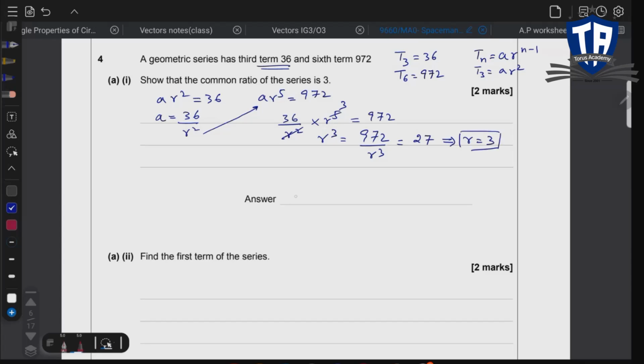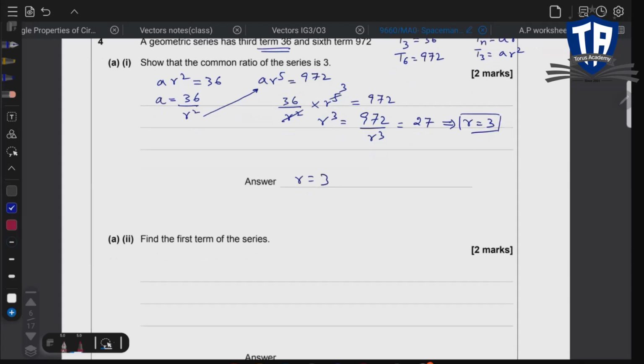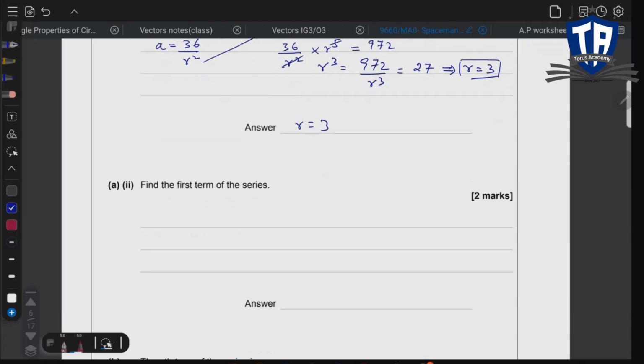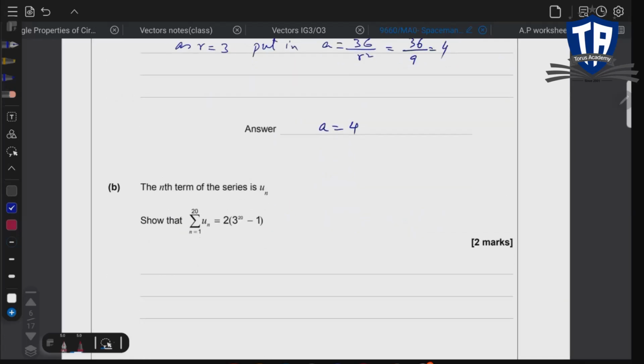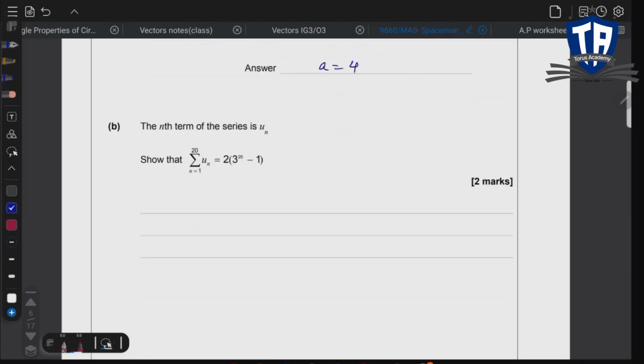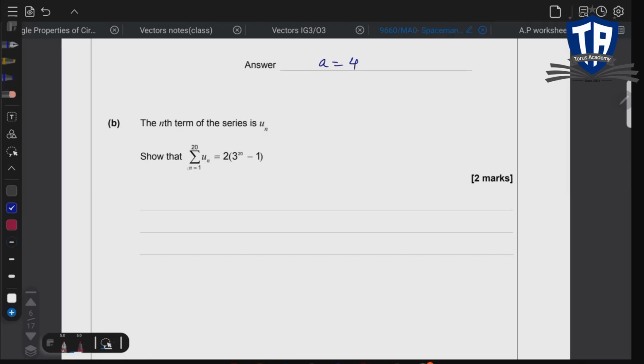Question number 4, A part, the second part of A is to find the first term of the series. As we have found the value of R, we can put it in A is equal to 36 upon R squared, which will give 36 over 9. The value of A is 4. Question number 4, B part: the nth term of the series is un. Show that the summation, n varies from 1 to 20, of un is equal to this one. So this is what we need to show.